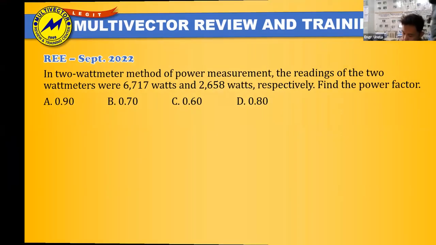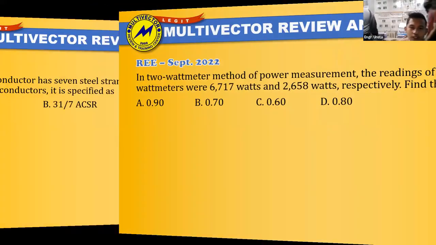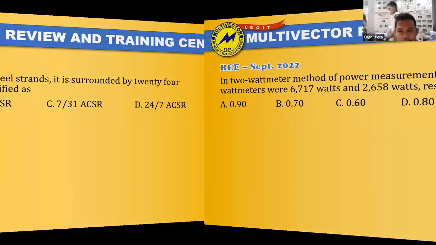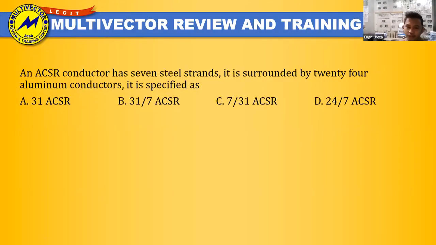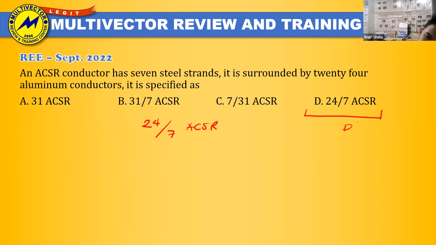Problem number 25, which came out in September 2022. An ACSR conductor has 7 steel strands surrounded by 24 aluminum conductors. It's specified as the number of conductors, which is 24, per strand, which is 7, ACSR. So the correct answer here is letter D, conductors per strand. Next.